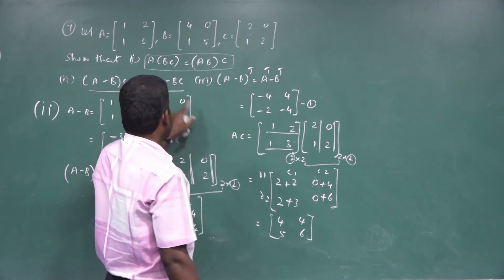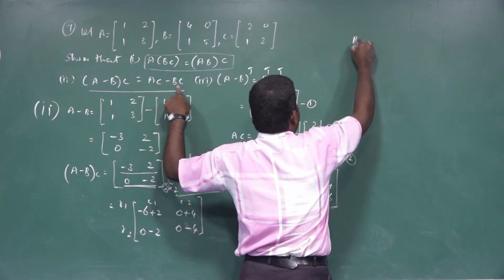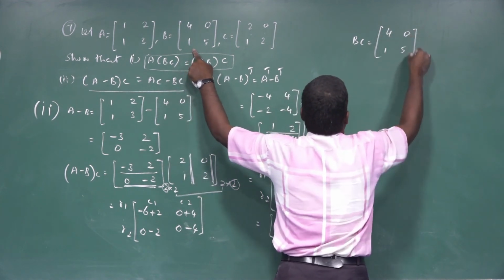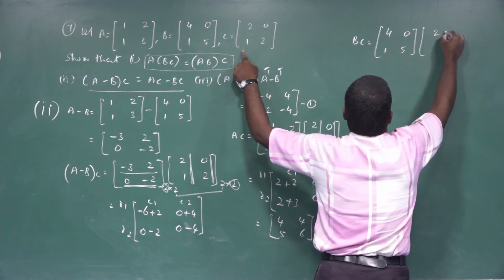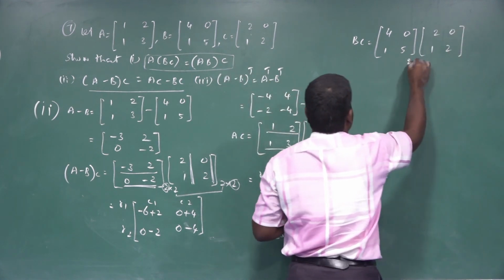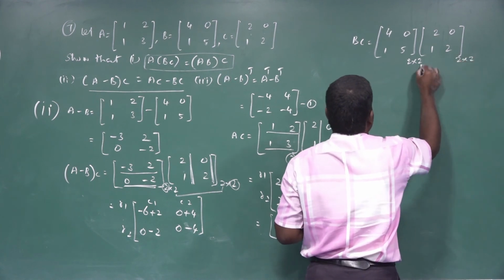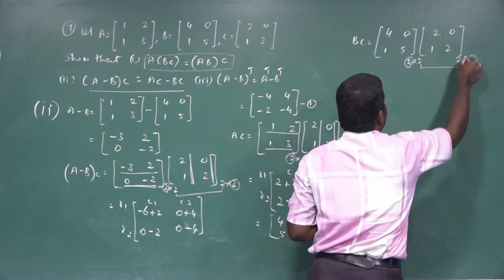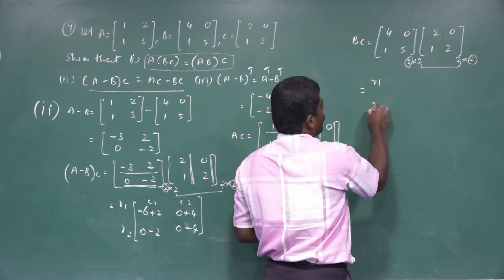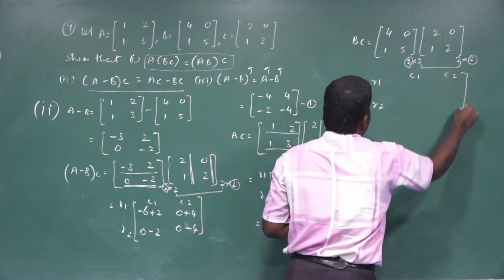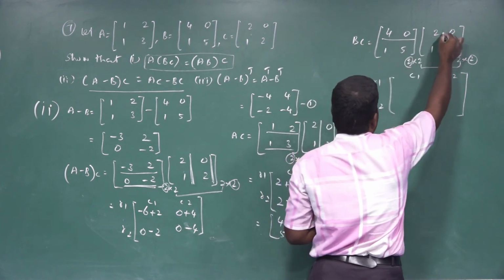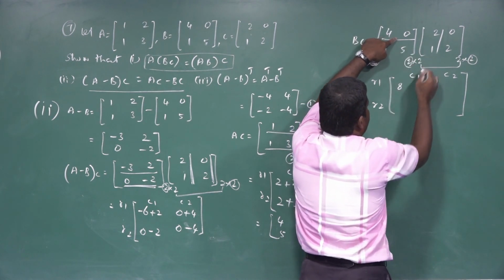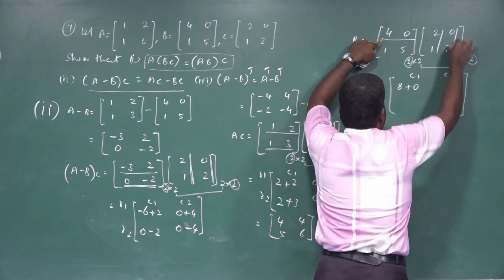This is AC. Next you find BC. BC is equal to B matrix 4, 0, 1, 5 multiplied by C matrix 2, 0, 1, 2. This is a 2 by 2 matrix, this is also a 2 by 2 matrix. So multiplication is possible. The result order is 2 by 2, 2 rows and 2 columns. Now we multiply first row and first column. What do you get? 4 2s are 8. 0 times 1, plus 0. Next you multiply the second column.